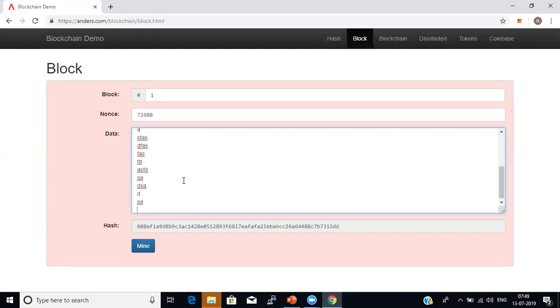It is 32 bytes. Even if you enter 1 GB of data or 1 terabyte, the output is always the fixed length. But this output is unique, and it cannot be repeated. This hash code, whatever we are getting, will be linked to the next block.